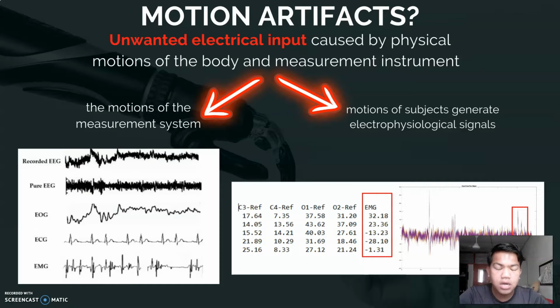In our data analysis, there are also motion artifacts. So what are motion artifacts actually? Motion artifacts are unwanted electrical input caused by physical motions of the body and measurement instrument, divided into two major parts: first, the motions of the measurement system, and second, motions of subjects that generate electrophysiological signals, EOG, electrooculogram, and EMG, electromyogram. In our case, we had the muscular artifacts, which is the EMG, as you can see at the right side of the slides. And the left side shows the types of physiological signal artifacts.